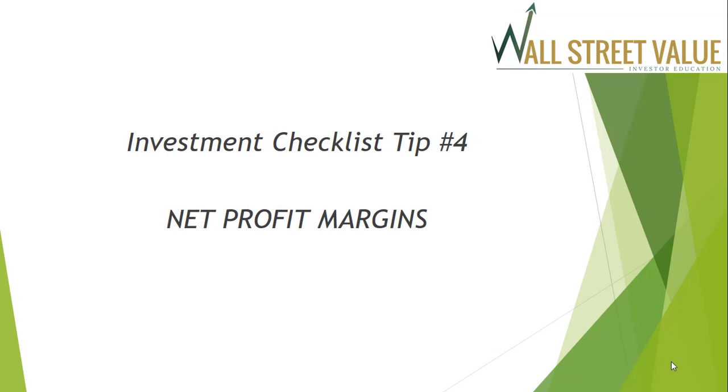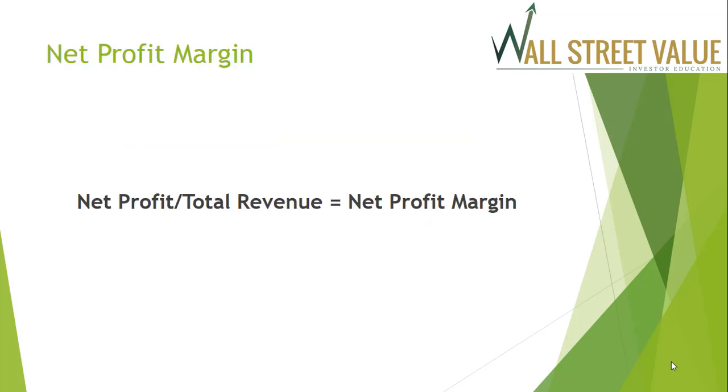Today we're going over tip number 4 on the investment checklist, net profit margins. Expressed as a percentage, the net profit margin shows how much of each dollar collected by a company as revenue translates into profit. So what we want to do is take the net profit and divide it by the total revenue, and that gives us our net profit margin. Now we don't need to do the calculation. I'll show you in a moment where we can get this information on Morningstar.com and Yahoo Finance.